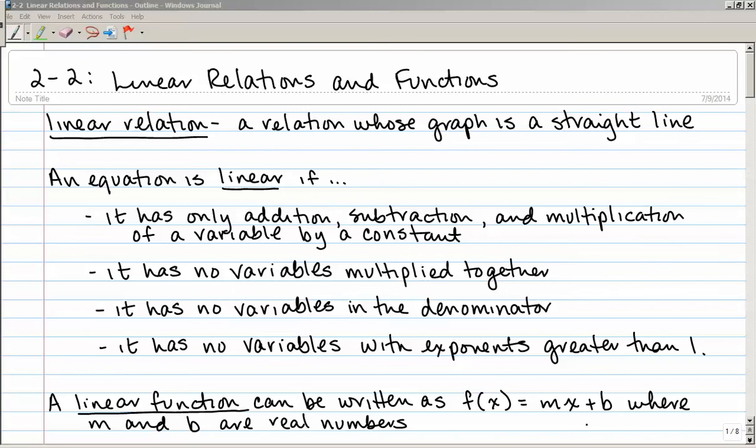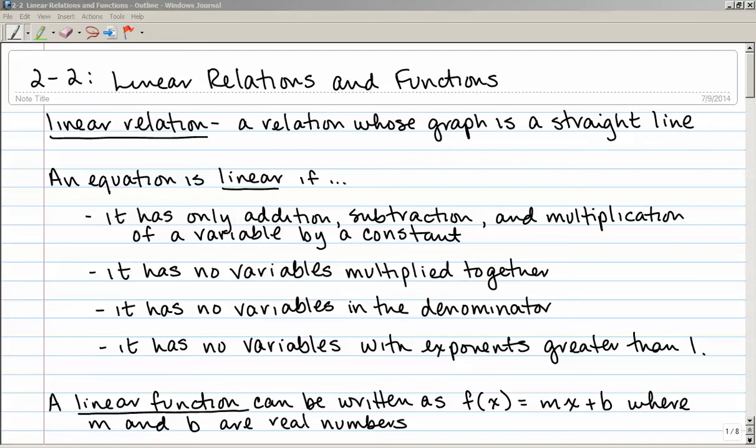Lesson 2-2 is on linear relations and functions. A linear relation is a relation whose graph is a straight line. Notice I didn't say it's a linear function because the one linear relation that we learned in the last lesson is that of a vertical line. A vertical line is a straight line, but it is not a function because it fails the vertical line test.